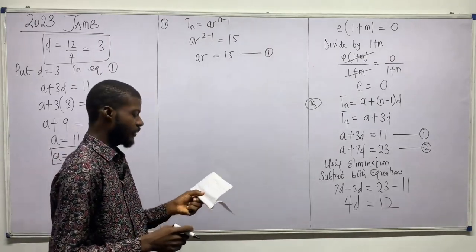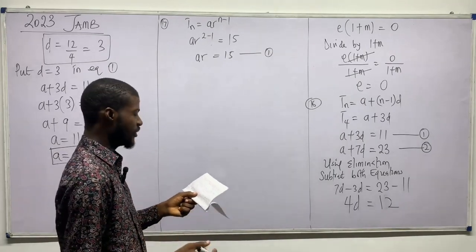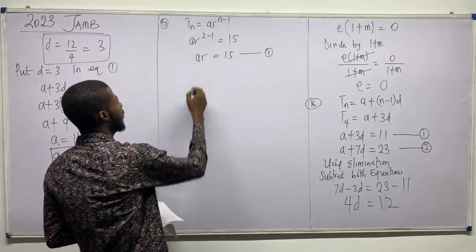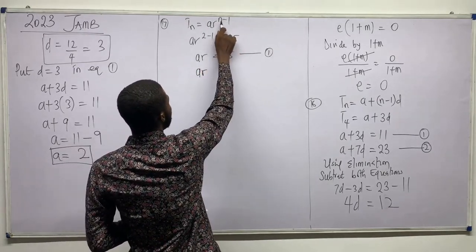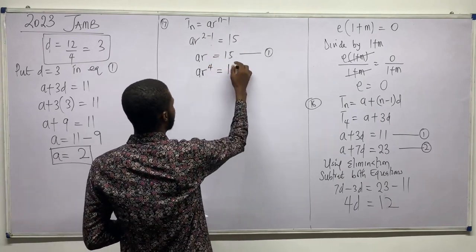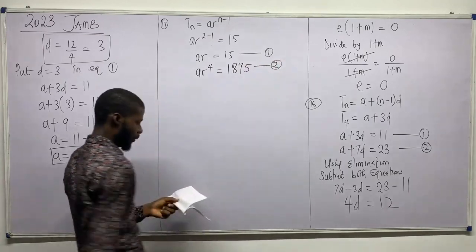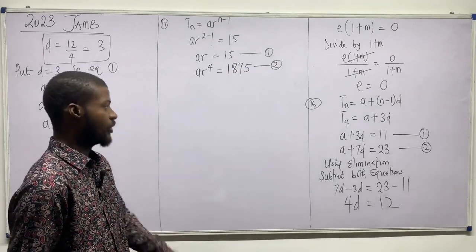Now the next one says the fifth term. The question says the second and fifth terms of a GP. So what would then become the fifth term? You can do this a little bit faster. This is a r. Since it said fifth term, 5 minus 1 will give you what? 4. And this is equal to 1,875. This is equation 2. So let us find the first term and common ratio.